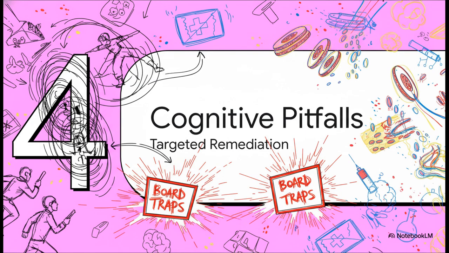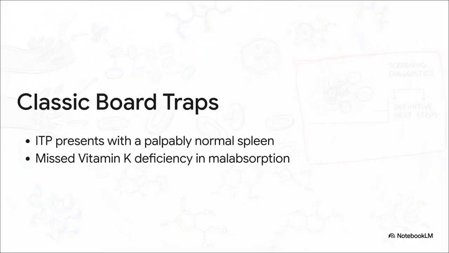Module 4, High-Yield Cognitive Pitfalls and Targeted Remediation. Let's expose and eradicate those classic test day traps. Do not fall for these highly engineered board traps. Trap 1, ruling out ITP because the spleen is palpably normal on exam. Remember, ITP inherently presents with a normal-sized spleen. If it's enlarged, you're looking at a completely different etiology, like leukemia or portal hypertension.